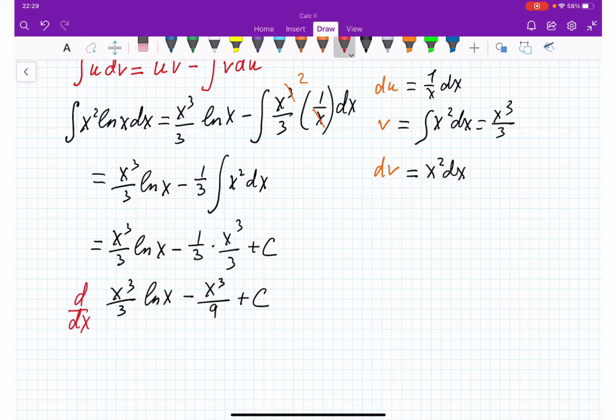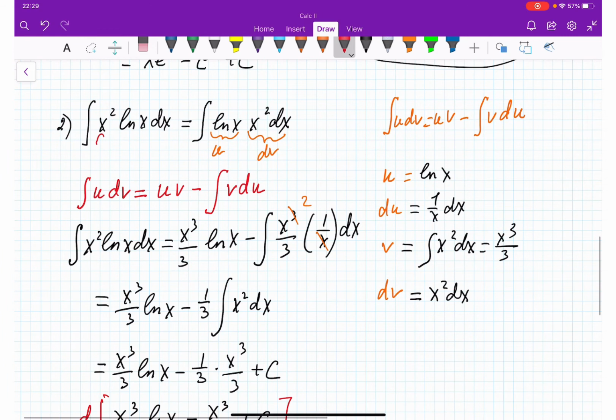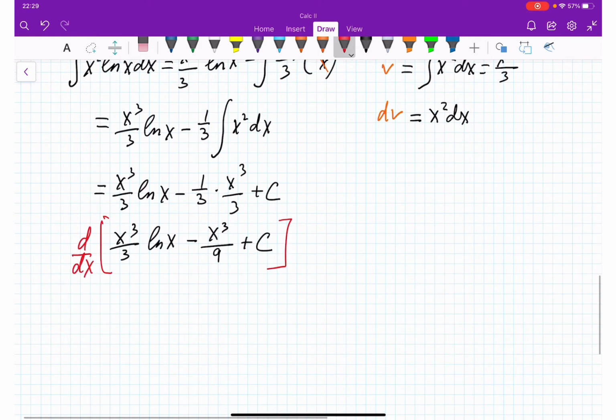Can take d by dx, all right? And you will see that you will get backwards the answer, which is going to be x squared natural log x. The original expression we have here, x squared natural log x dx, if you take derivative. Well, okay, since I started, let me do it. It's going to be equal x cubed over 3, 1 over x, right?